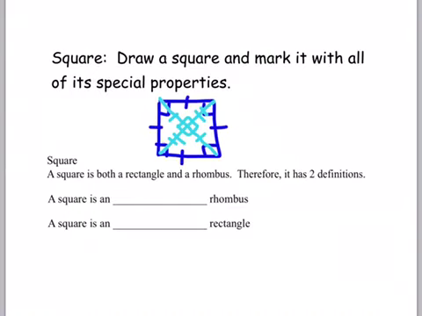So a square is both a rectangle and a rhombus, therefore it's going to have 2 different definitions. A square can either be an equiangular rhombus or an equilateral rectangle.